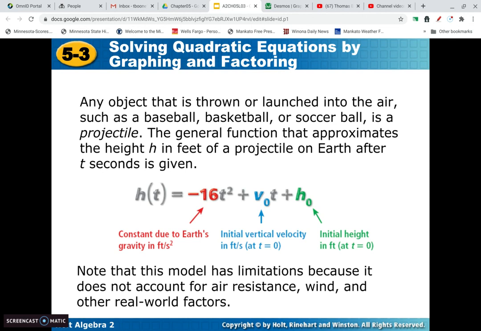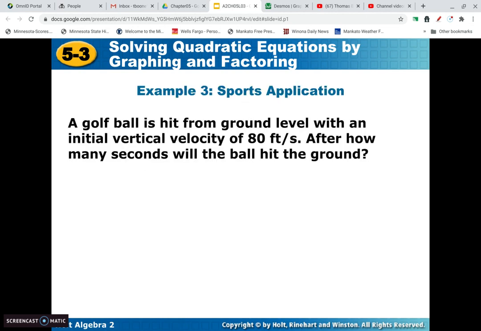The coefficient of the t value or the x value there is going to be the initial velocity. So how hard do you hit it? Obviously, that has a lot of impact on its path, how far it travels and how high it goes. And then initial height, of course, is what you start at. So if you're hitting it off the ground, that's going to be 0. If you're throwing a baseball, it could be 3 feet or whatever you want. It could be a lot of different things. So we want to be able to model that as we go.